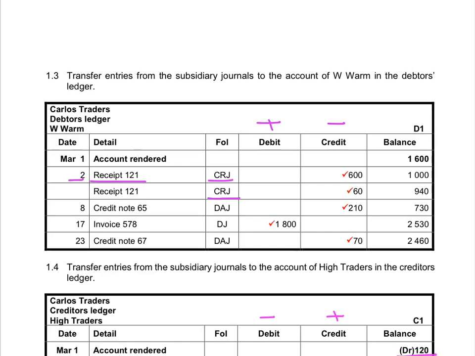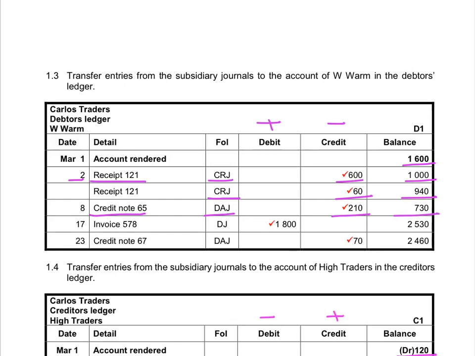I will take the 1,600 balance minus the 600 that was paid. That means he owes 1,000 Rand. Minus the 60 Rand discount, so now he owes 940. Then we issued a credit note to him for goods returned. That was recorded in the debtors allowances journal. It will reduce his account on the credit side, so his new balance will be 940 minus 210. That will give me 730.